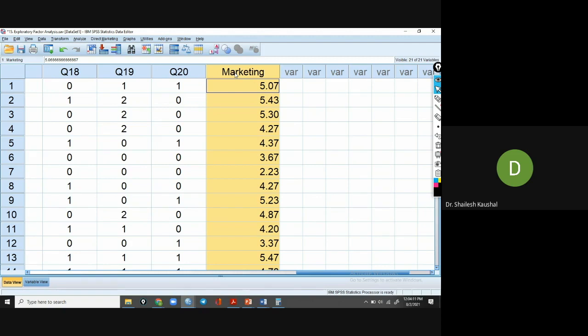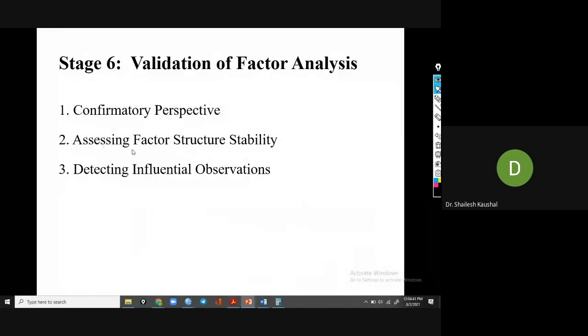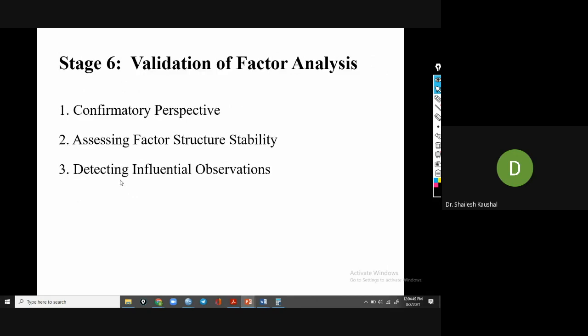So I have taken 14 variables in my study initially, and after conducting the exploratory factor analysis, 5 variables were not related to our study. So a total of 9 variables came. We divide the 9 variables and take similar or highly correlated variables under one factor, like customer service, marketing, product value.